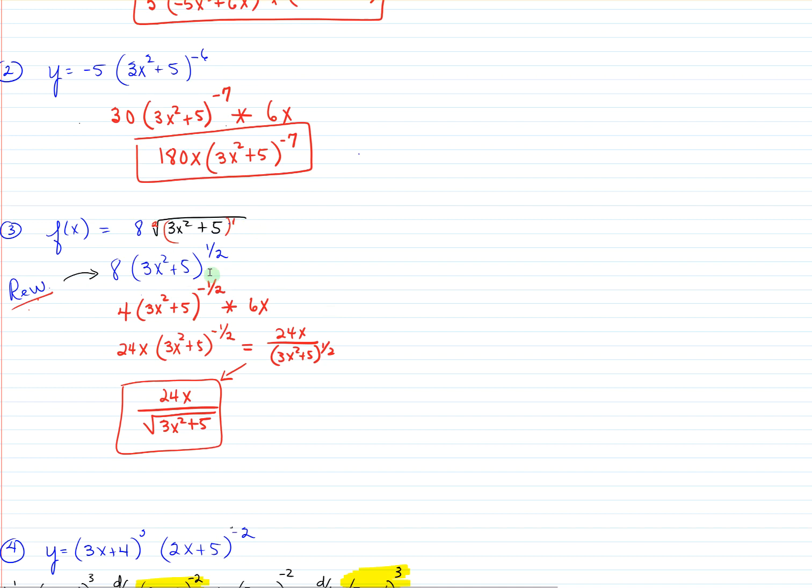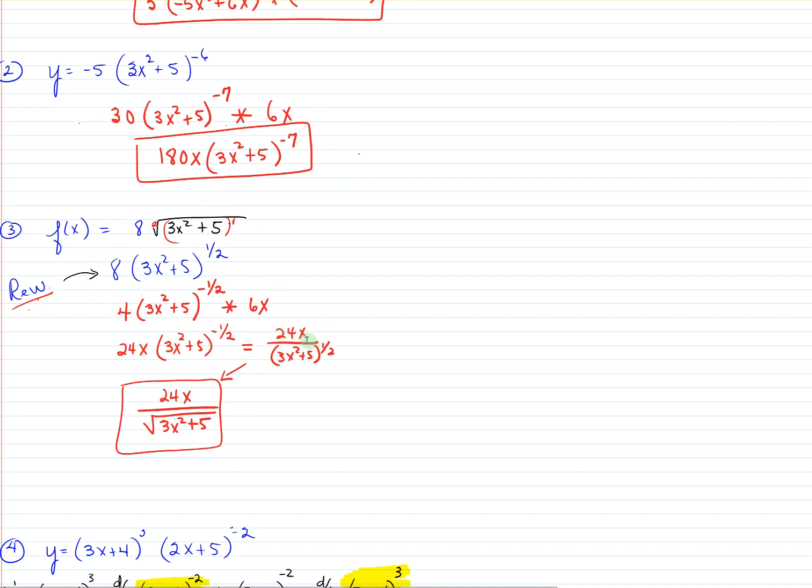Then you can use the chain rule. 1/2 times 8 is 4 times this. Now take 1 away from a half and you get negative 1/2, times the derivative of this, which is 6x. I went ahead and multiplied the 4 times the 6x, and I have this. Now, if I don't want negative exponents in my answer, which I didn't have any here, I want to put this piece on the bottom. So that's what this step is.